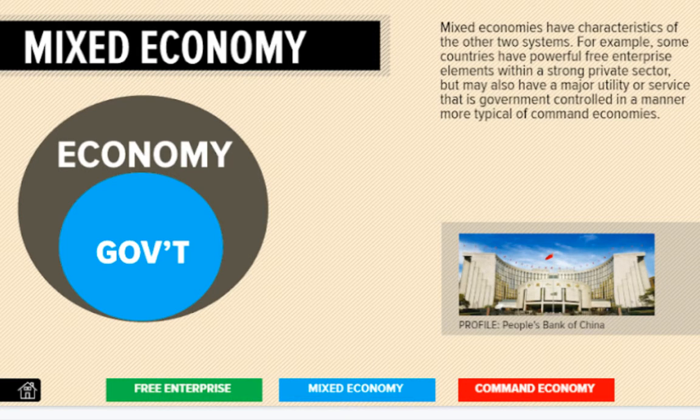The next example here is a mixed economy. And here you see the government has a larger role to play inside of the economy. Mixed economies have characteristics of the other two systems. For example, some countries have powerful free enterprise elements with a strong private sector, but may also have major utility or services that are government controlled in a manner that's more typical of the command economies. So in here we're going to talk about this profile of the People's Bank of China.